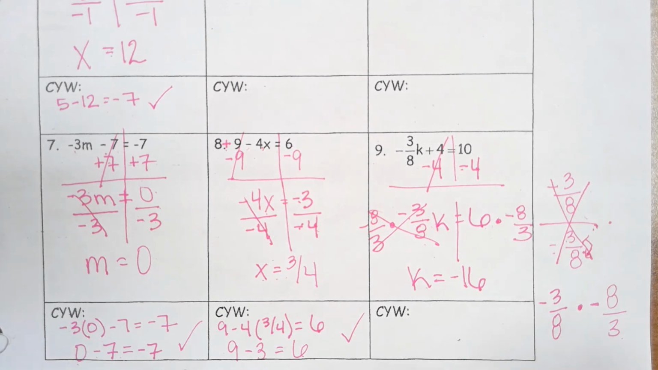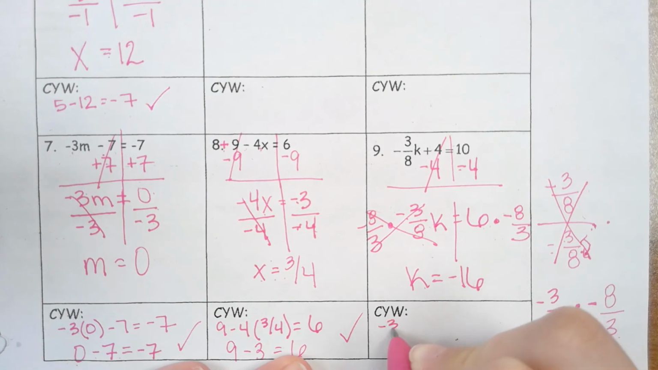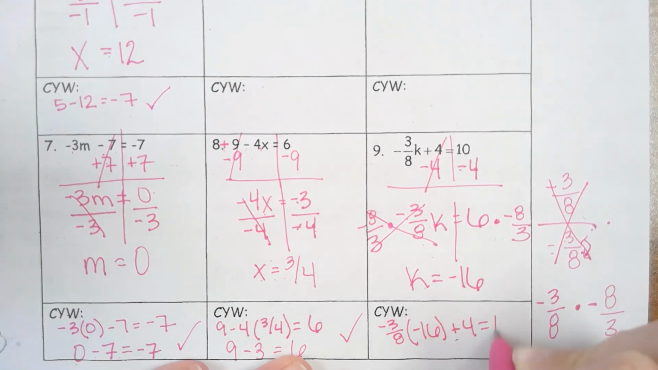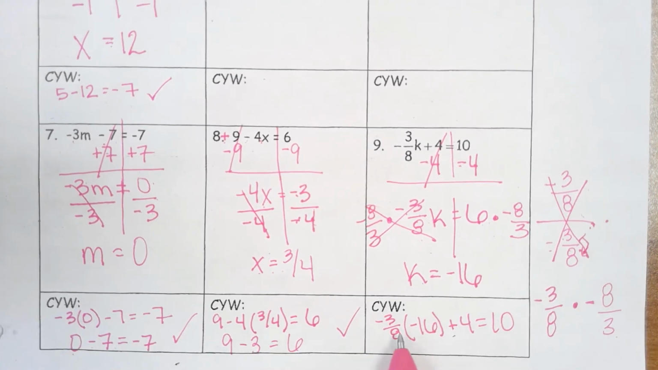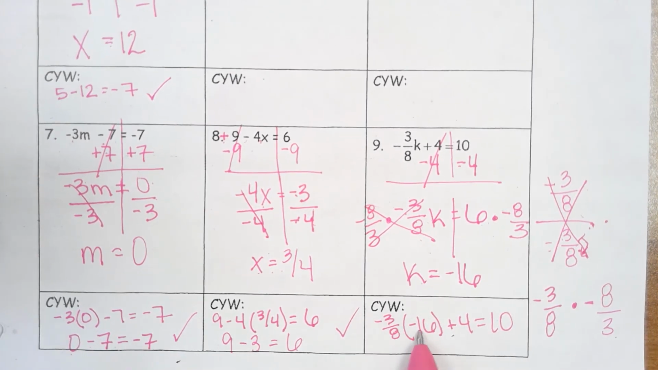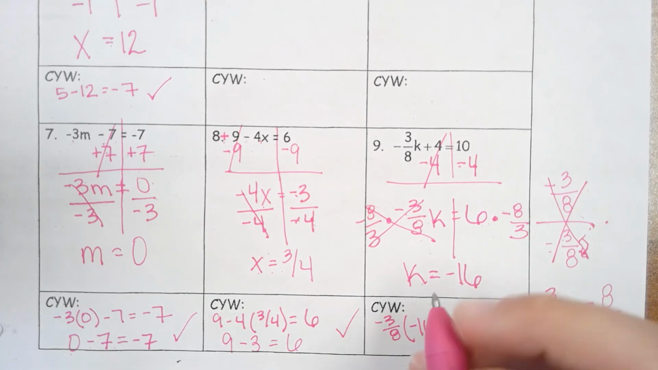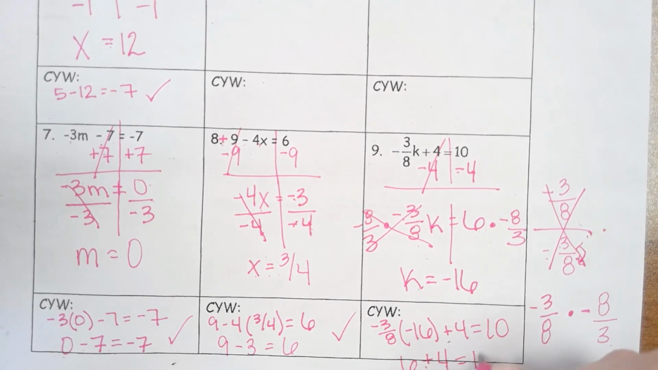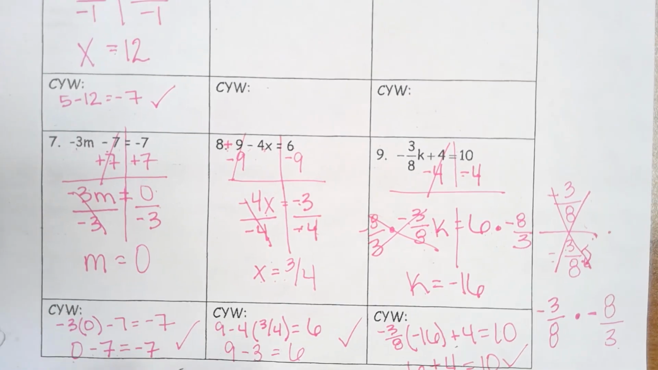All right, last step is check your work. So plug -16 back in for k. And then actually check your work. So if I were to take -3/8 times -16, I would get a +6. So does +6 plus 4 equal 10? Yes, it does.